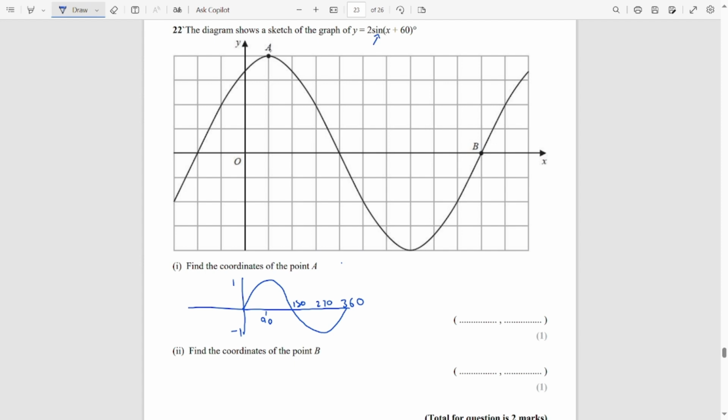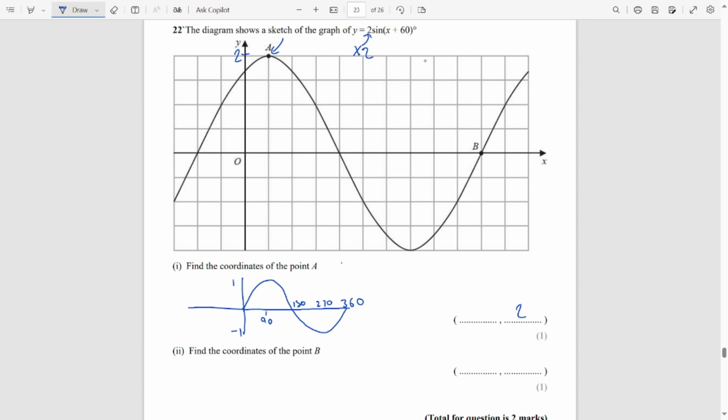So I'm going to look at this first one here, A. Now I can see outside of the function, I have this 2. So this is going to affect the y coordinates. Outside affects the y coordinates, inside affects the x. And if I think about this sine graph that I drew in blue, that went between 1 and -1, well, that maximum there must have doubled, because if you are outside the brackets, you're affecting the y-axis. We do what we think we should do, so we times everything by 2. So that means that this point here is now at 2. So I'm going to put the y coordinate in as 2.